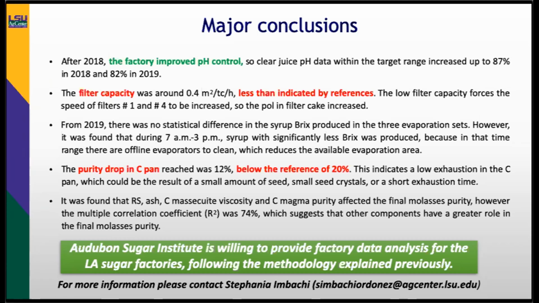The purity drop in C-pan was 12%, below the reference of 20%, which, as I said, they have to find which factor is affecting this low exhaustion. It was found that reducing sugars, ash, C-mass viscosity, and C-magma purity affected the final molasses purity. However, the multiple correlation coefficient was 74%, which suggests that other components, it could be fructan, dextran, or different components, could have a greater role in the final molasses purity.